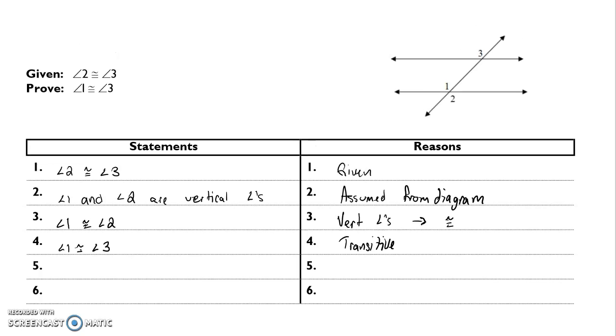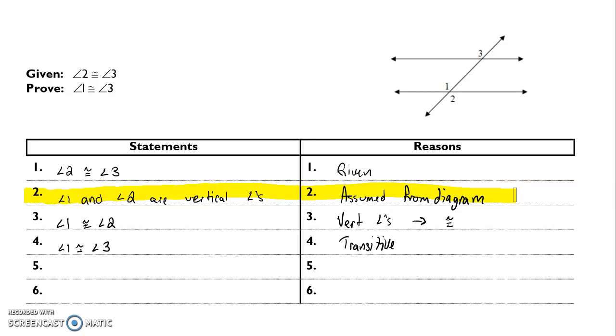All right, and so on this one, we have our given. And this is the statement that gets missed a lot. We do want to make sure that we state that we have vertical angles before we can state that those two angles are congruent because they're vertical angles. So vertical angles can be assumed from the diagram. We'll state that 1 and 2 are vertical angles, assumed from the diagram. Now they're congruent because vertical angles are congruent.